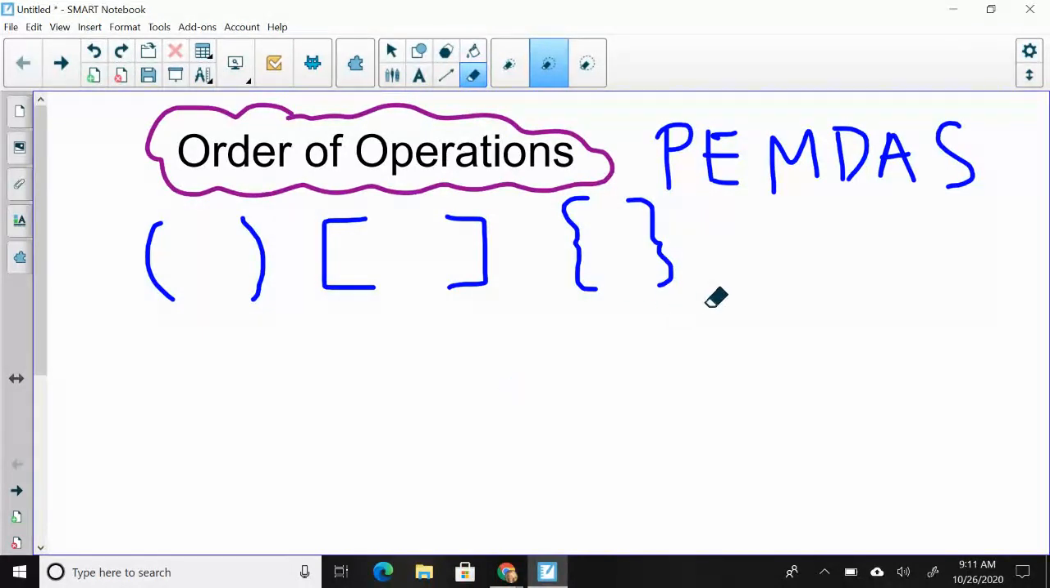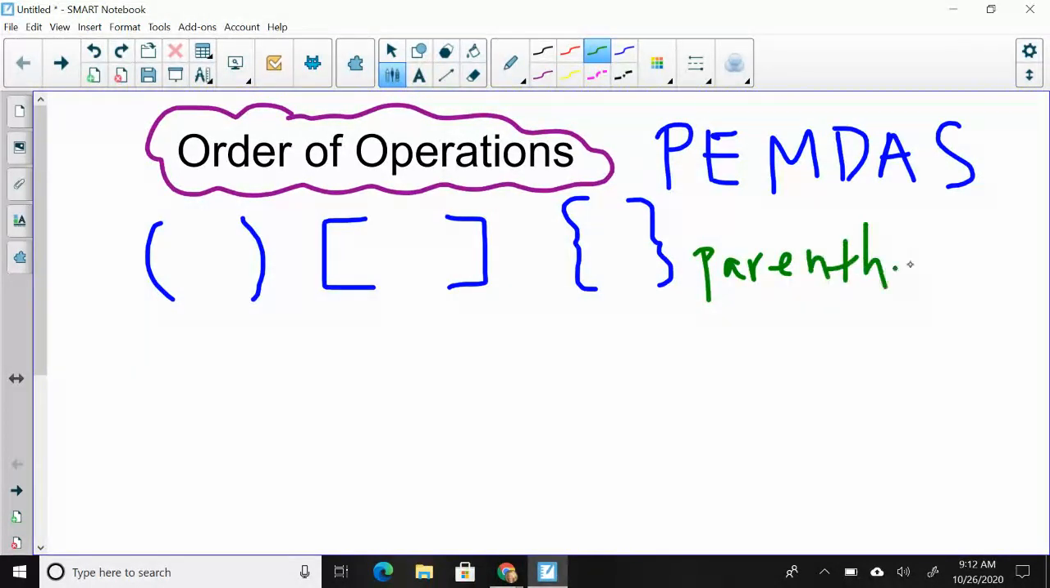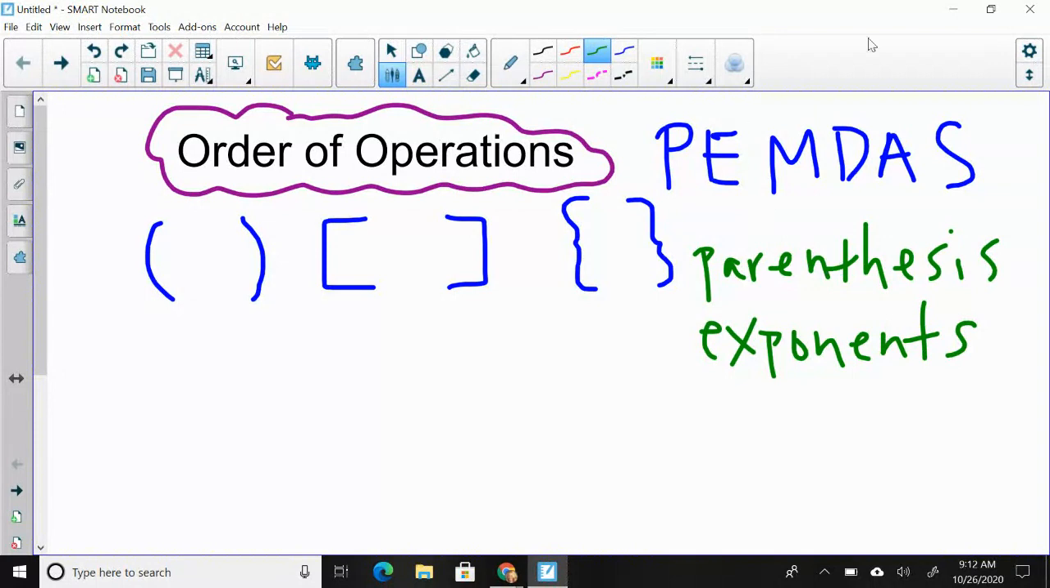An exponent. All right, let me write down, let me see, parentheses. Okay, exponents. Some people say exponents, I say exponents.